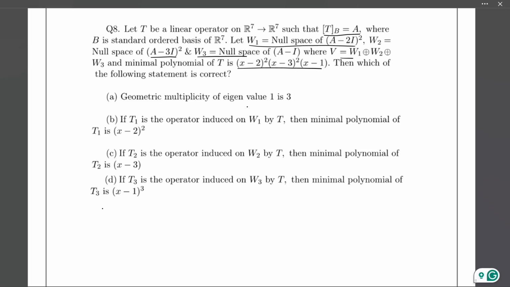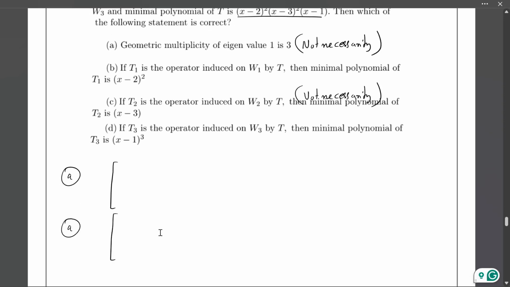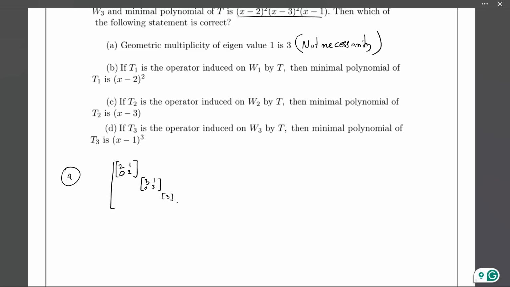Can it happen that the geometric multiplicity of eigenvalue 1 is 3? Not necessarily. Look at this matrix. Which matrix? I'm writing here. 2, 3, and 1. 2, 1, 2, 0. This is your first block. For the second block, you write 3, 1, 3, 0. You can write once more 3. There is no problem at all.